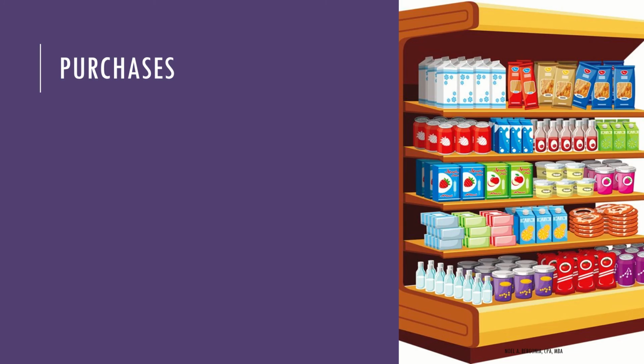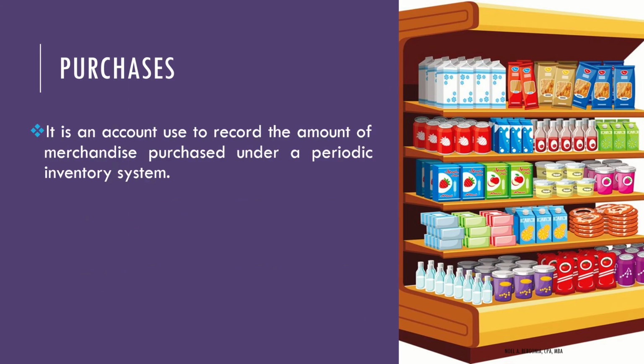So let's start with purchases. When we talk about purchases, it is an account used again to record all of our merchandise being purchased in a periodic inventory system. It is recorded using the invoice price. Kanina, in the seller's perspective, di ba, we have list price minus trade discounts, which is equal to the invoice price. And that invoice price, what's the starting point sa seller sales recording?